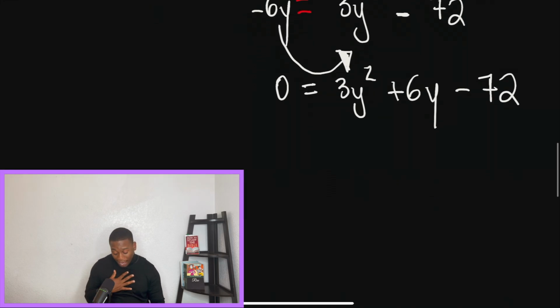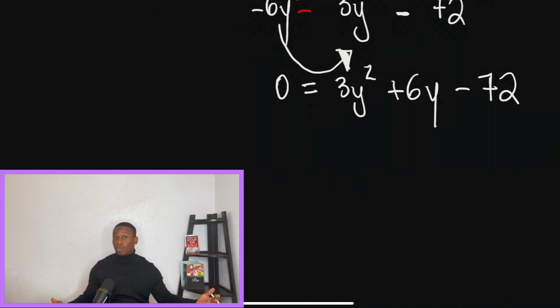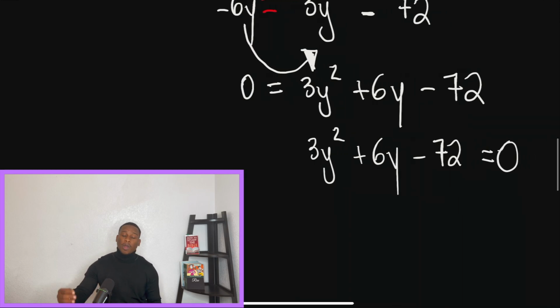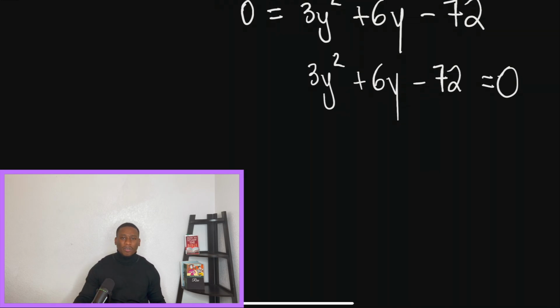And I like having the 0 at the end, so I'm just going to rewrite this problem, but understand we'll still get the same answers and it's going to be the same steps. So 3y squared plus 6y minus 72 is equal to 0. So at this step, we got rid of the fraction, right? We made sure that all those terms would have the same denominator. That's how we multiplied.